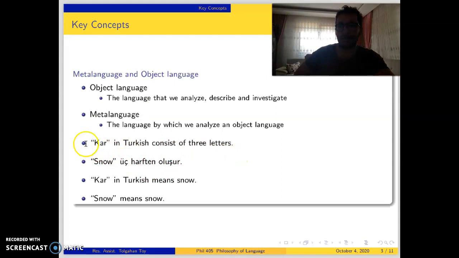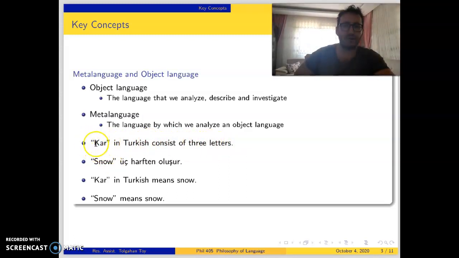In these examples, like "kar in Turkish consists of 3 letters," we study properties of Turkish, but we use English to convey this research. So object language is Turkish and meta language is English here. But in this example, "snow 3 harften oluşur," our object language is English and meta language is Turkish.